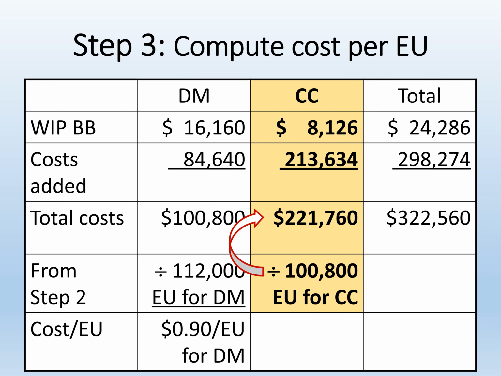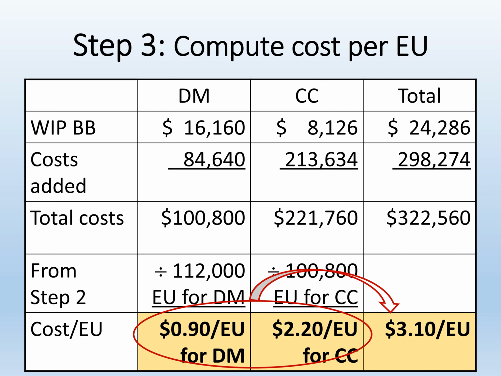materials. We can also divide the number of equivalent units for conversion costs, which we computed in step 2, into the total conversion costs. And we get the cost per equivalent unit for conversion costs. Managers would also be interested in this number because it would help them to understand whether the production department is using its direct labor and manufacturing overhead costs efficiently and effectively.